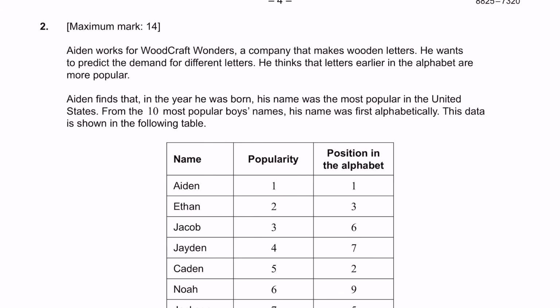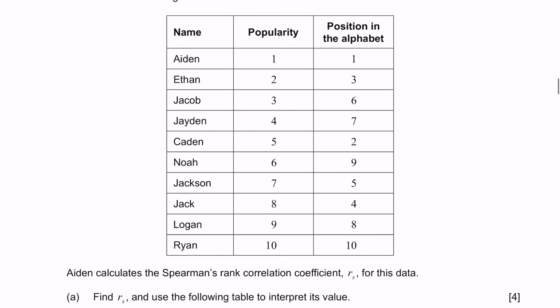Part 2. Aidan works for Woodcraft Wonders, a company that makes wooden letters. He wants to predict the demand for different letters. He thinks that letters earlier in the alphabet are more popular. Aidan finds that, in the year he was born, his name was the most popular in the United States. From the 10 most popular boys' names, his name was first alphabetically. This data is shown in the following table. So here we have the 10 most popular names for when Aidan was born, and then, looking at the first letter of each name, the position in the alphabet.